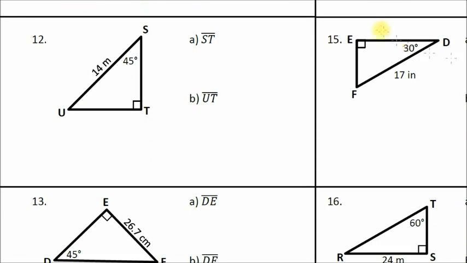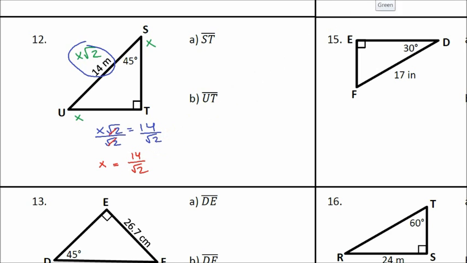Question number 12. This is a 45-45-90 triangle. We're going to label the legs, and the hypotenuse is x times the square root of 2. We are given the hypotenuse, so I'm going to circle that. And that means we know that x times the square root of 2 is equal to 14. And now we're going to divide both sides by the square root of 2 because we want to get x by itself. That's our goal. The square root of 2 over square root of 2 now cancels. And we have x is equal to 14 divided by the square root of 2. And that makes the rest of our work pretty easy.